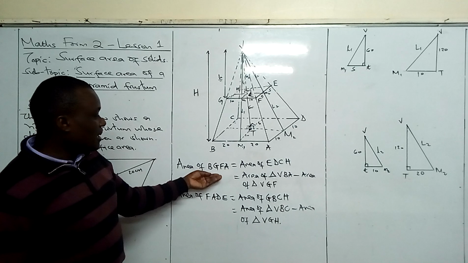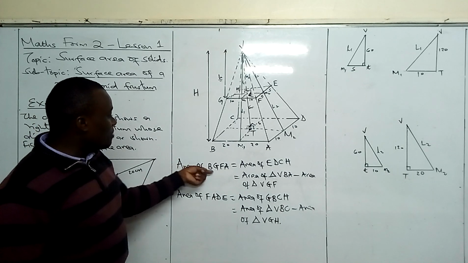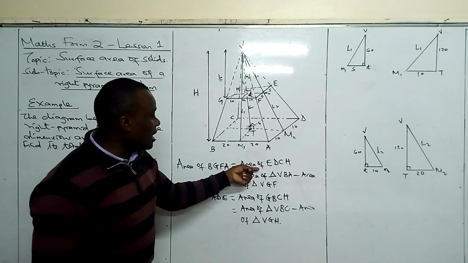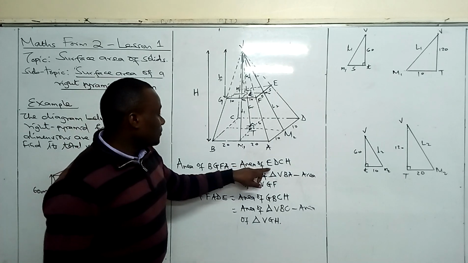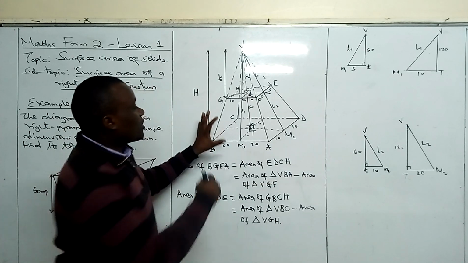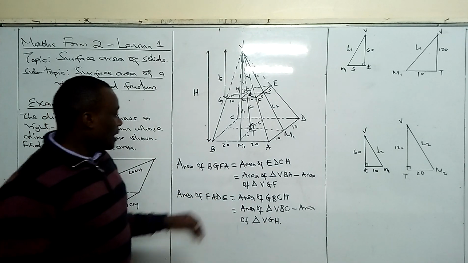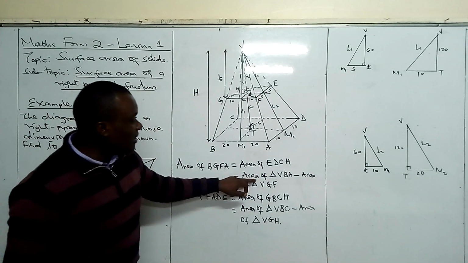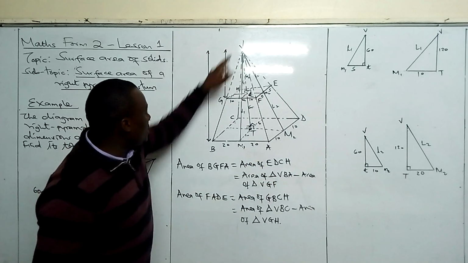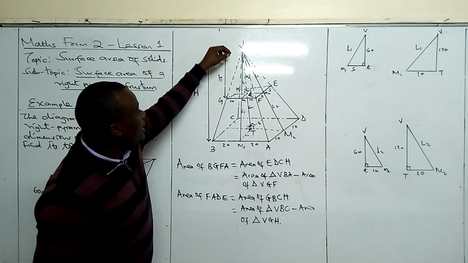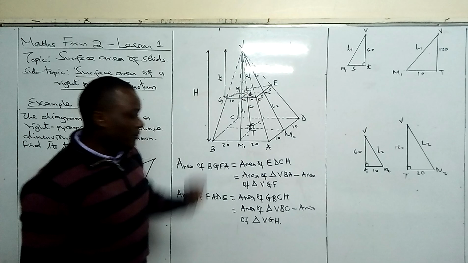That's what I've indicated here: the area of BGFA is equal to the area of EBC, which is on the opposite side. Opposite faces are equal in this particular case. But the area itself is found by taking the area of triangle VBA minus this smaller triangle VGF.